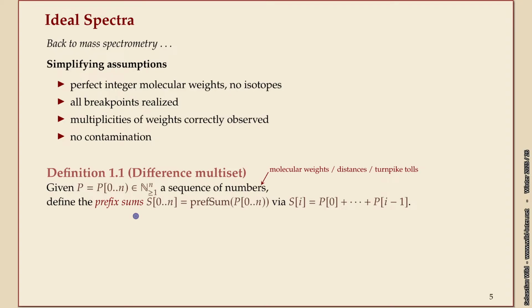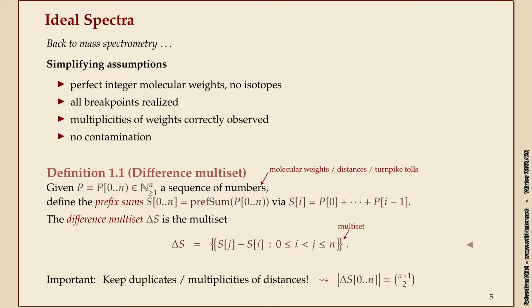The first thing we'll do is we'll do prefix sums. So we take the sum of the weights from the beginning up to a certain breakpoint. That's just for notation. So S for sums, P for protein or positions. Or I guess let's stick with protein, but maybe points. I don't know, it's the distances. And then the key definition is the difference multiset.